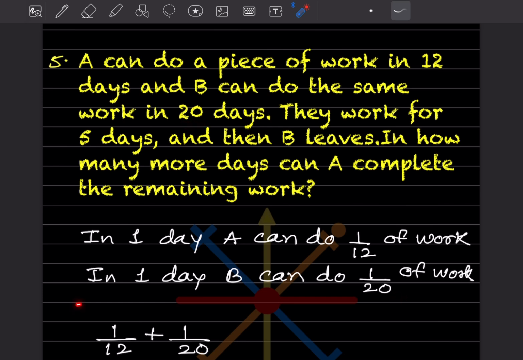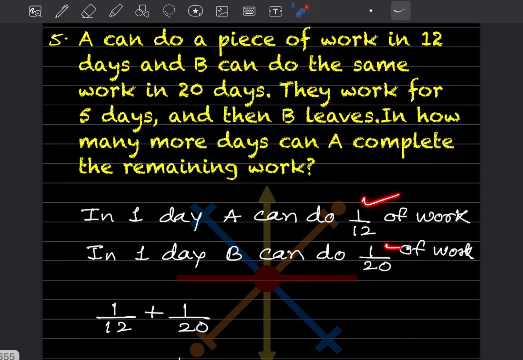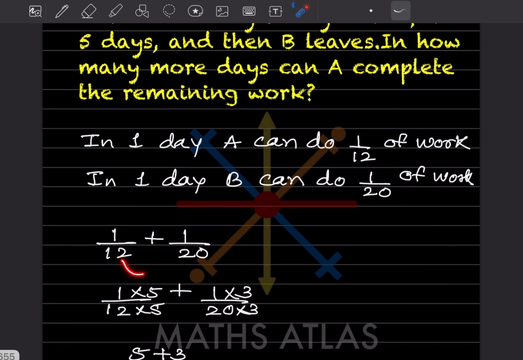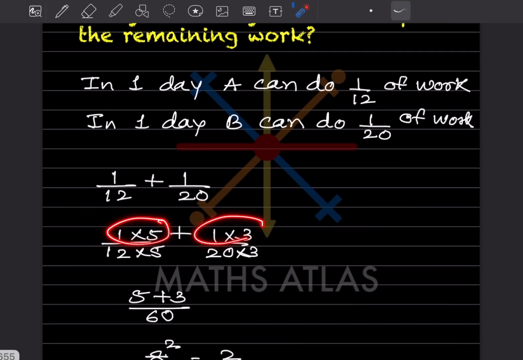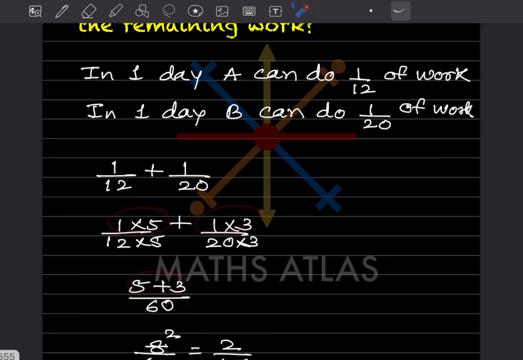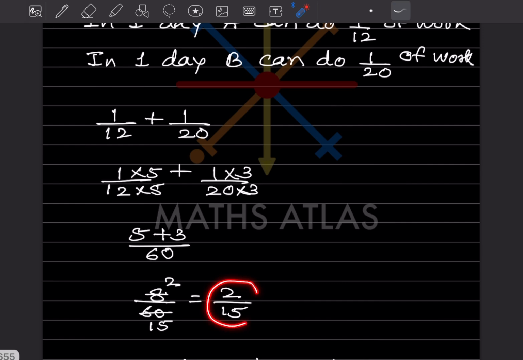First we'll see together how much do they work. So that will be 1 by 12 plus 1 by 20. So now we'll take the LCM of this one. So the LCM is 60. So this should be multiplied by 5, this should be multiplied by 3. Same thing over here, the same is multiplied in the numerator. So this is going to be 5 plus 3 divided by 60, which is going to be 8 by 60. When you simplify this, you get 2 by 15.